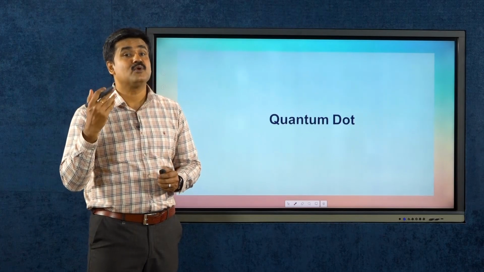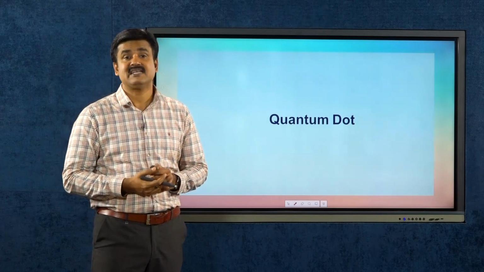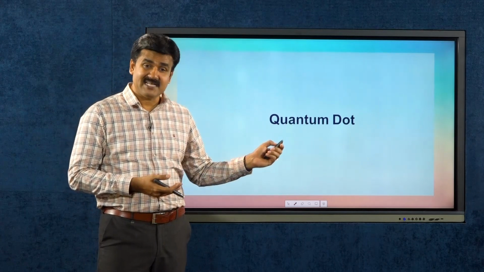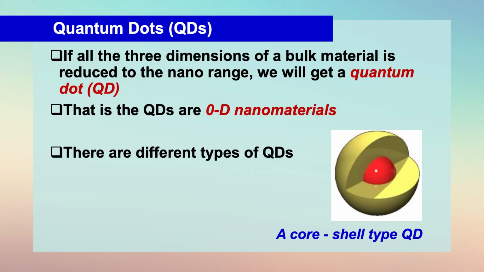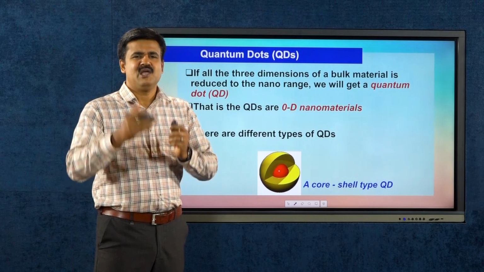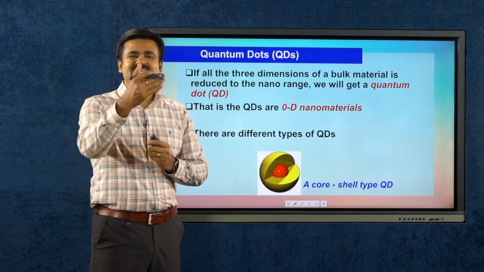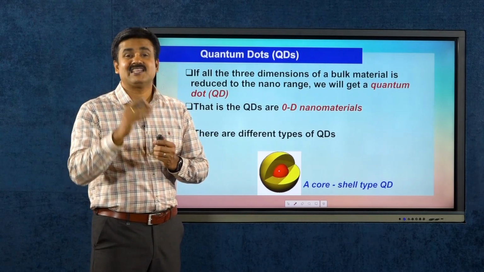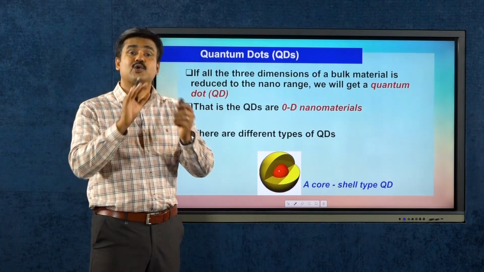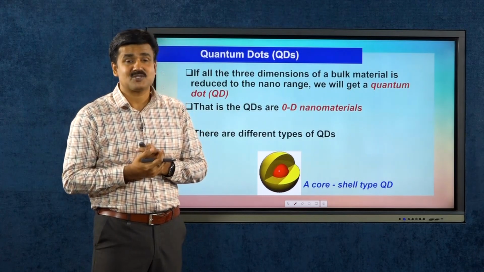Quantum dots are a very important class of compounds in nanotechnology with several applications. We can enter into details of the quantum dot. If all 3 dimensions x, y and z of a bulk material are reduced to the nano range, x direction is reduced to nano, y direction is reduced to nano, z direction is reduced to nano, the material obtained is called zero-dimensional nanomaterial. Not all zero-dimensional materials belong to quantum dots.